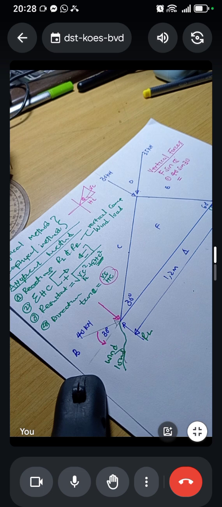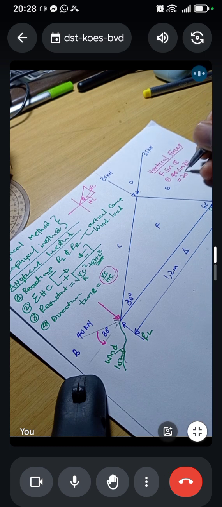We have 20 kilonewtons. This tells us that we have 20 kilonewtons, ne? Then we come to this part.